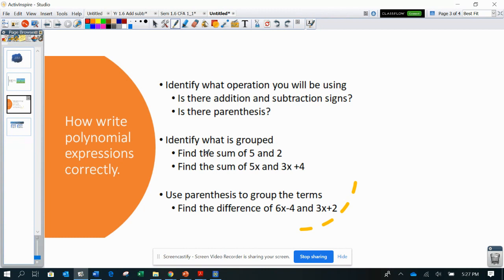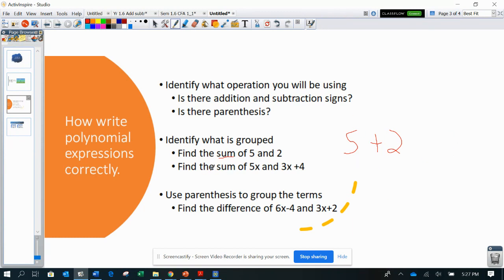Identify what is grouped. So if I wrote find the sum of 5 and 2, I'm sure that's something that you could write down pretty quickly. We first refer to sum, and we should understand that it's going to be addition. So we would write 5 plus 2. Hopefully that seemed pretty simple to you.